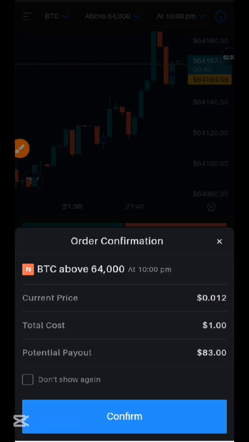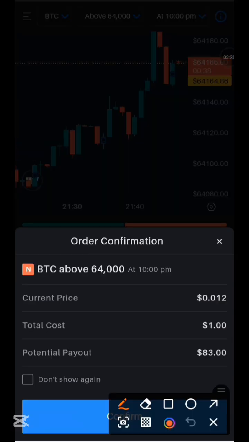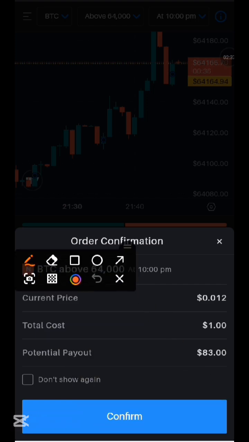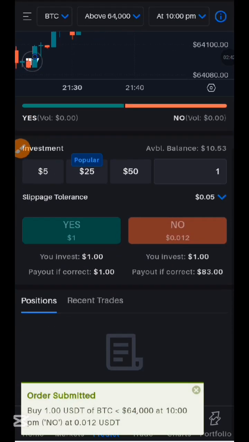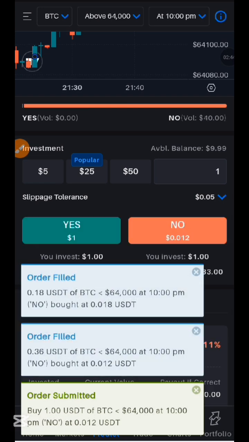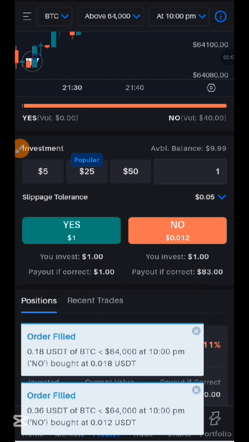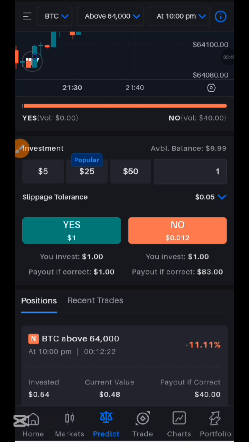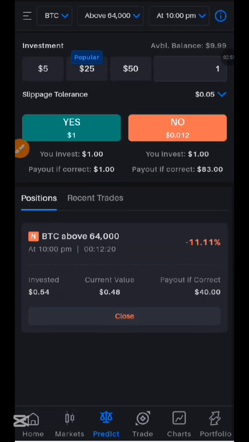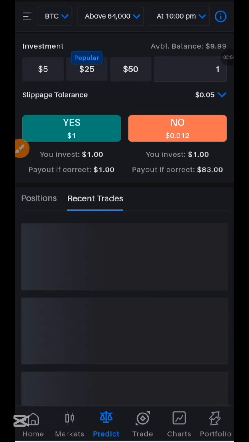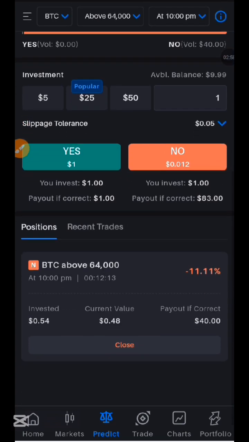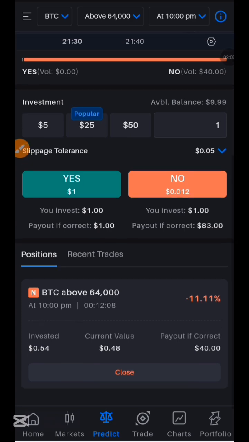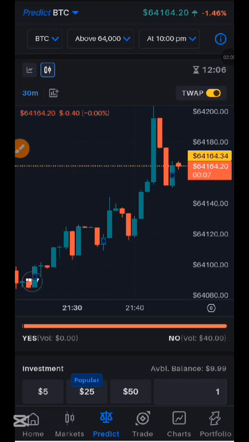Alright, so let's click on confirm. After you've made your prediction, you click on confirm. So let's see what happens. Now my trade has been submitted. Alright, this is how the trade is looking like. So this is just how to trade on Predict Market right here.